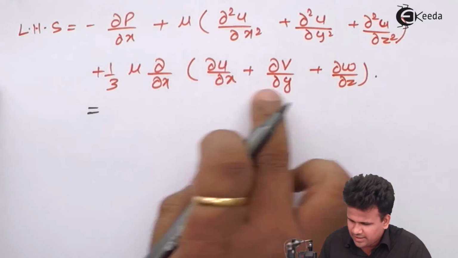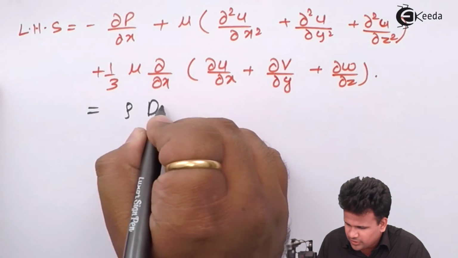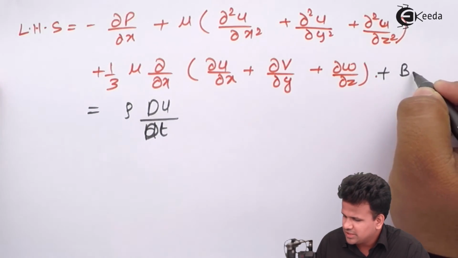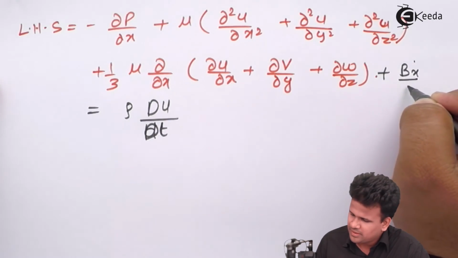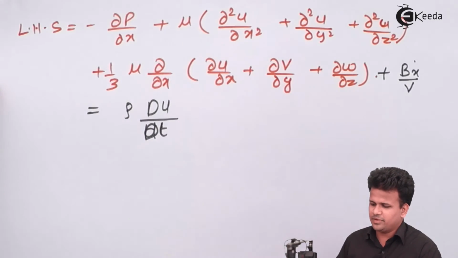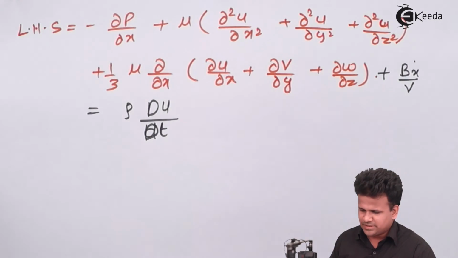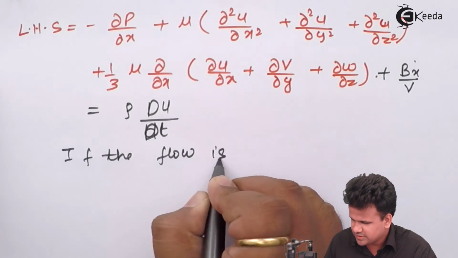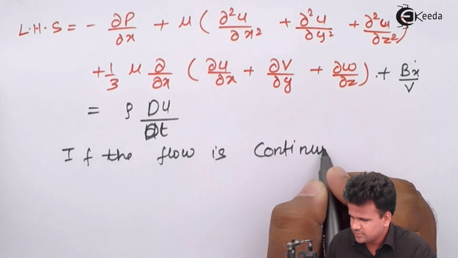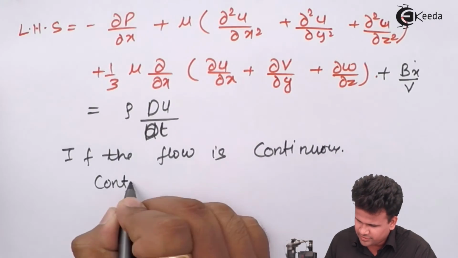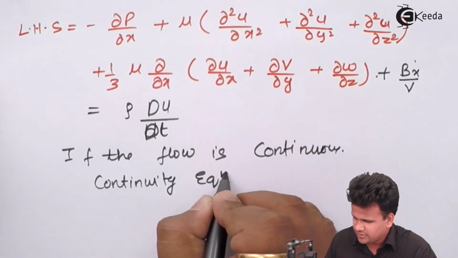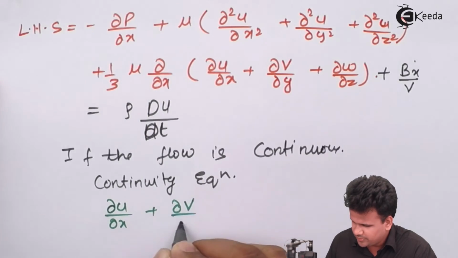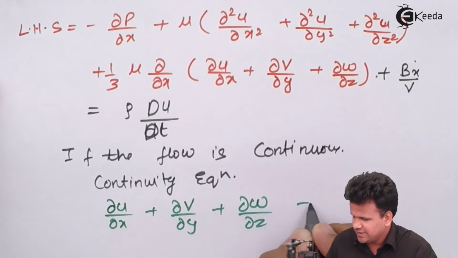So the right hand side, this entire part, is equal to ρ into Du/Dt, plus over here we'll have body force per unit mass per unit volume, which we have represented. So now if the flow is continuous, that means it satisfies the continuity equation, then ∂u/∂x plus ∂v/∂y plus ∂w/∂z will be equal to 0.